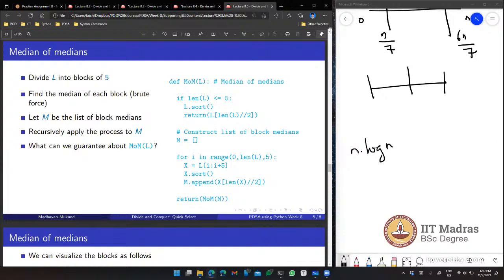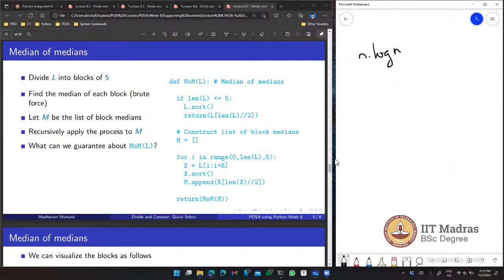We are dividing the list into 5 blocks. Whatever the list, we are splitting it into 5 blocks. If the length of the list is less than 5, we do a brute force search and give whatever median we have. Also, the length of L need not be exactly a multiple of 5, sometimes it will be 2 or 3. So in one case, if it's less than 5, we do brute force. If it's greater than 5, we split into multiple blocks and make a median out of each.